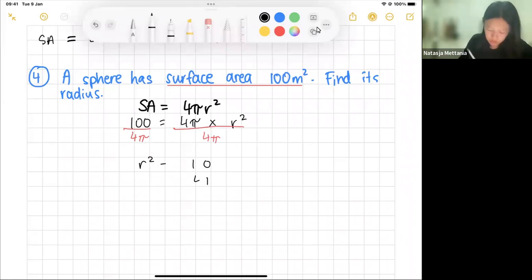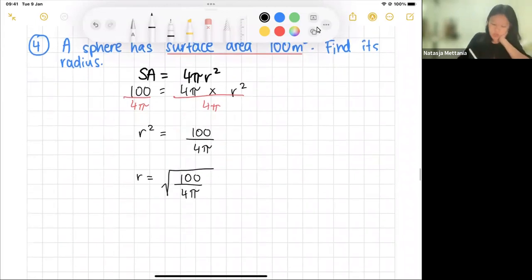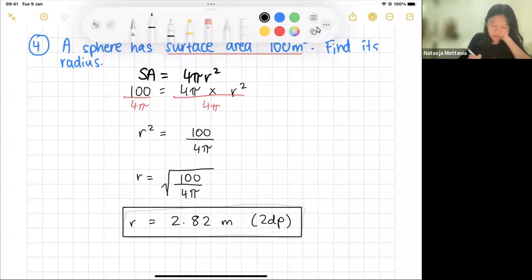Again, the opposite of a squared is a square root. So it'll be the square root of 100 over 4 pi. All you need to do now is put this into your calculator, which you will get as r should be 2.82 meters. I've put this into 2 decimal places. So that is the surface area of a sphere and cone, part 2. I'll see you next time. Bye.